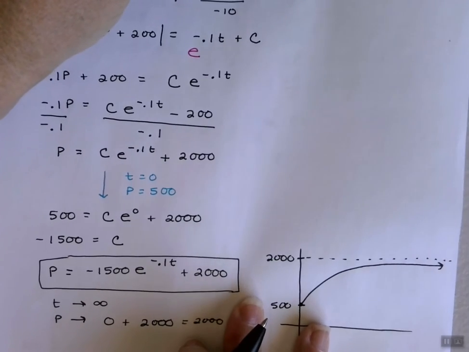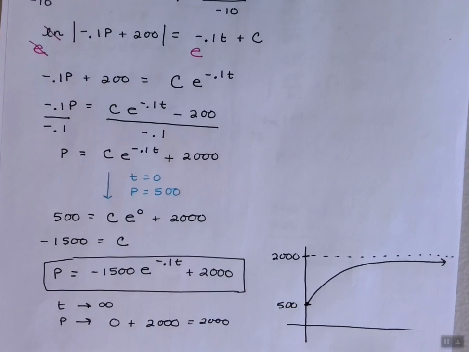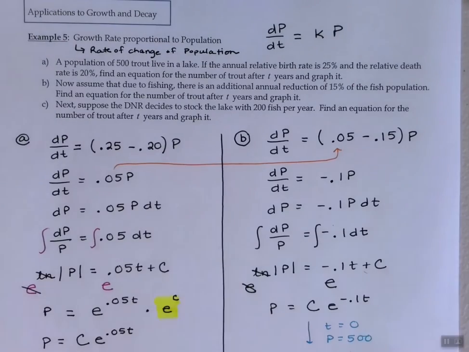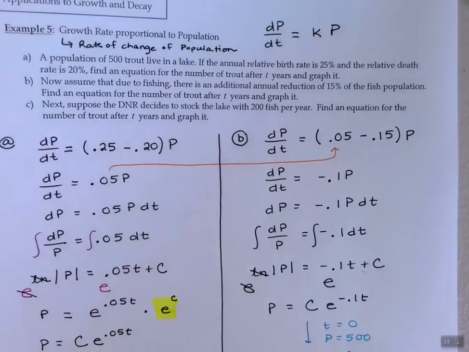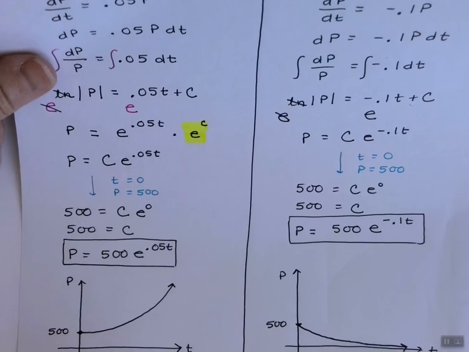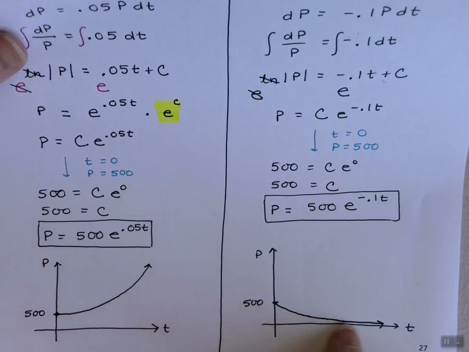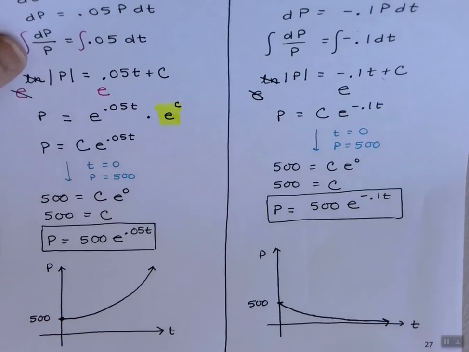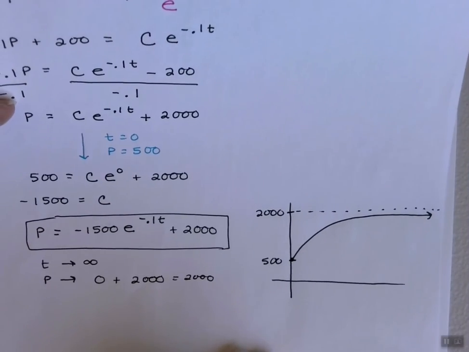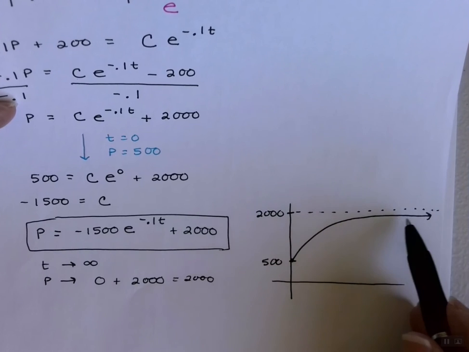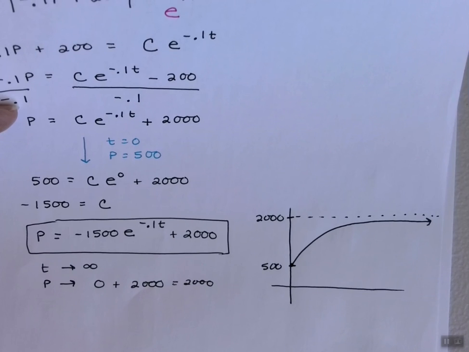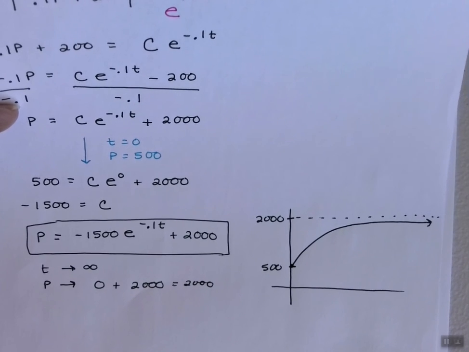So once again, notice the very different behaviors of this population in these three circumstances, right? In the first one, we had a net positive growth rate, exponential growth. In the second one, we had a net negative growth rate, exponential decay. And in this last one, we had the outside influence of the DNR adding the 200 fish a year, which caused the population to continually increase, but not without bound. It's going to level off at a stable population of about 2,000 after a long time.